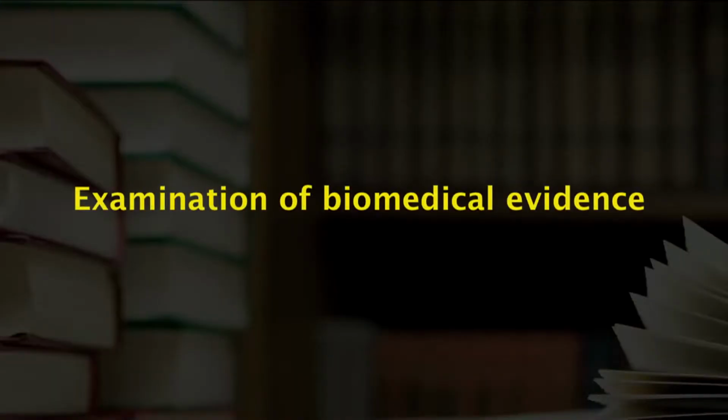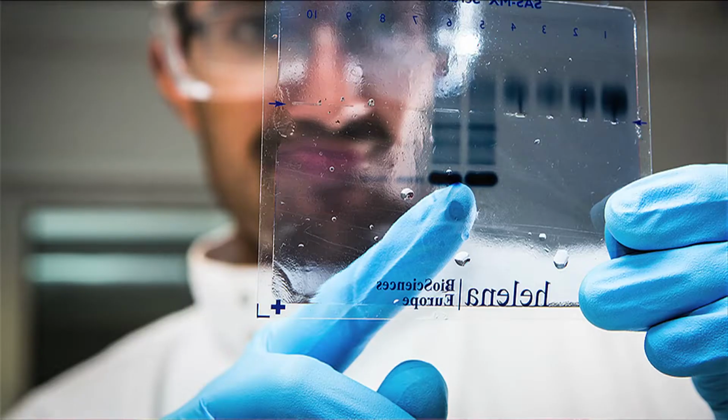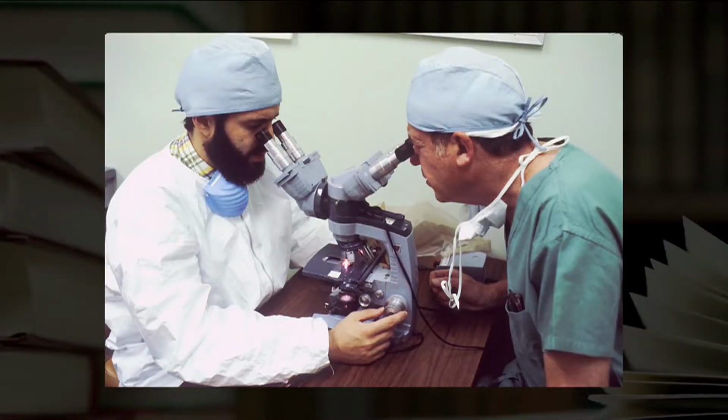Now, the final one, which is, I would say, more accurate than the above four, is examination of biomedical evidence. Biomedical evidence includes analysis of blood or urine samples to determine whether patients have behaved in a compliant way. Research studies suggest that these measures are very reliable, though even these have some problems.